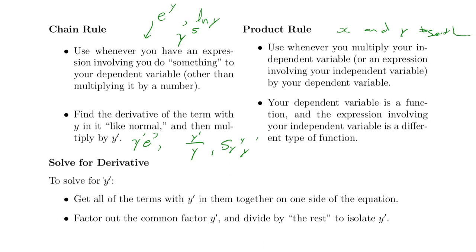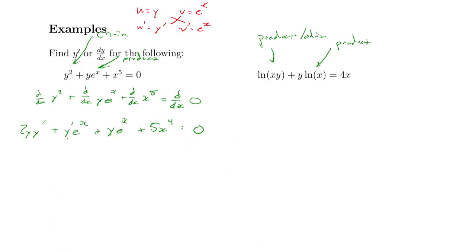So now we're at the point where we can do this stuff. We're going to get all the y prime terms together, these two. So what that means is we're going to subtract both of these terms. We're going to put them on the other side of the equation. So we've got 2y prime plus y prime e to the x equals negative y e to the x minus 5x to the 4. Now again, notice y prime is a common factor.